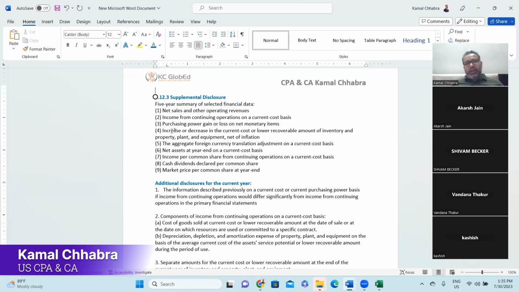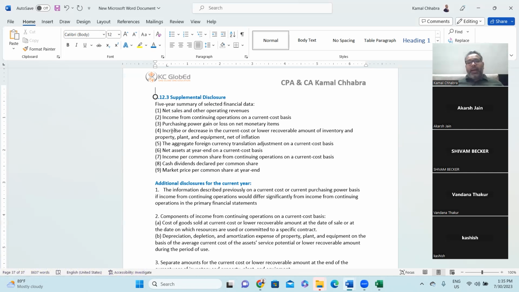So one, it is not mandatory. Second, it requires extensive disclosure and extensive calculation. Unless it is really important for the company, only then do companies apply it. Practically, I have not seen any company applying this standard, to be very honest.